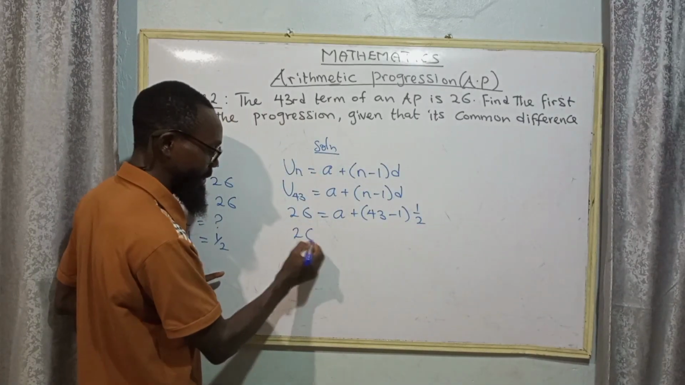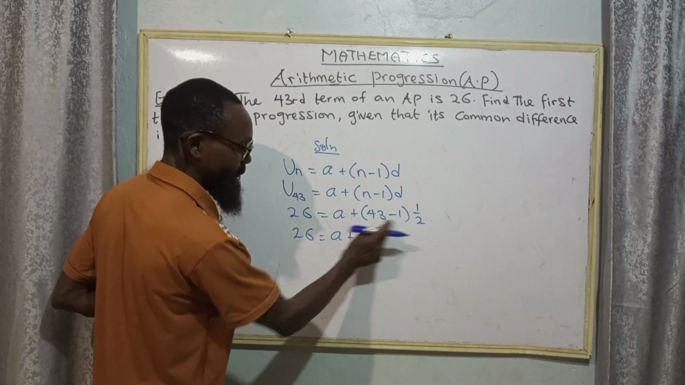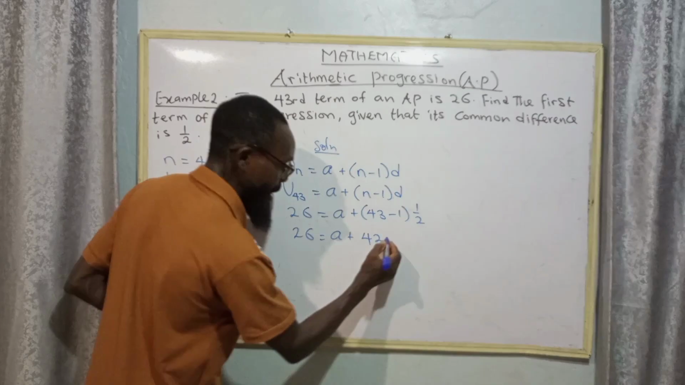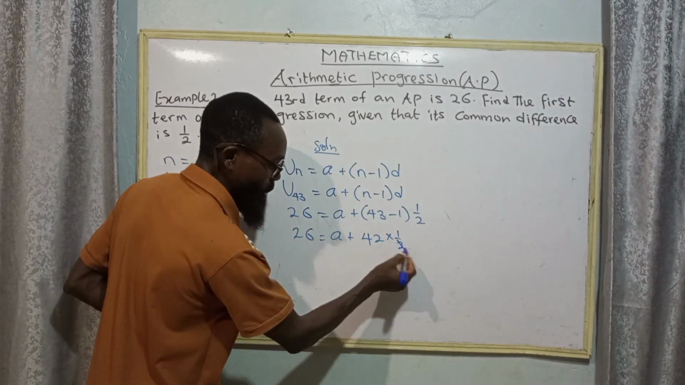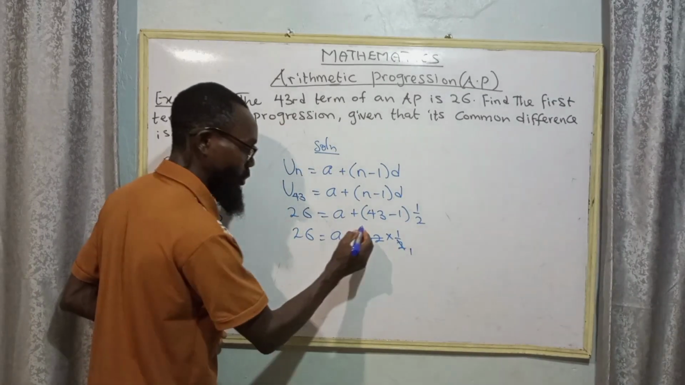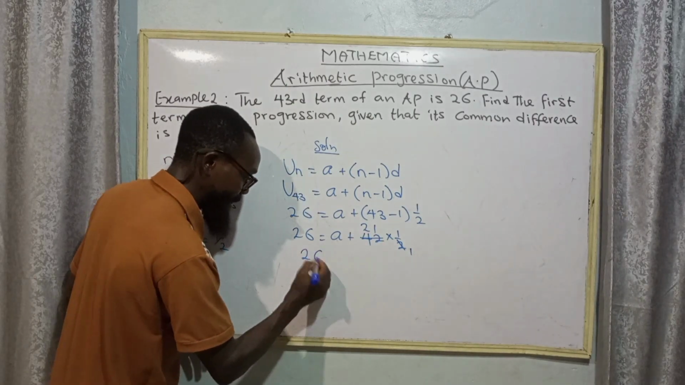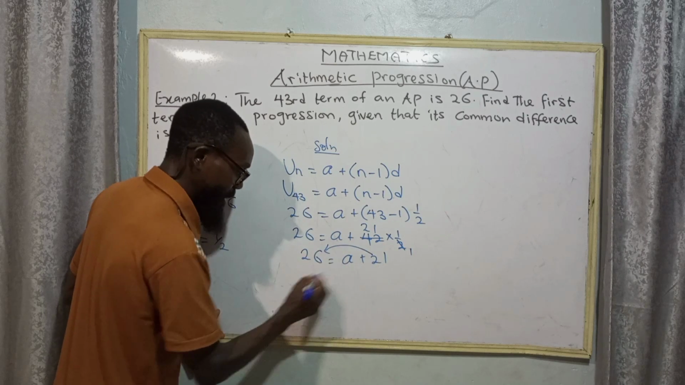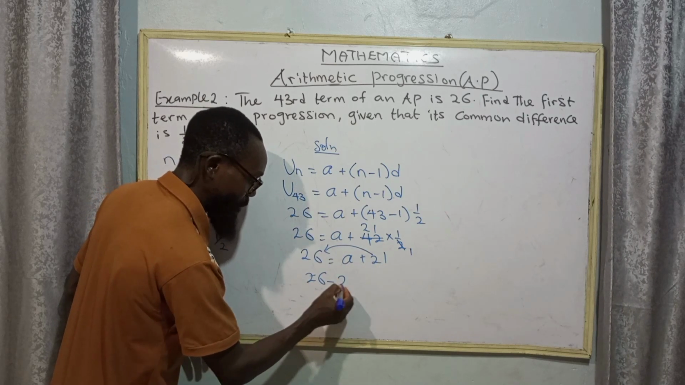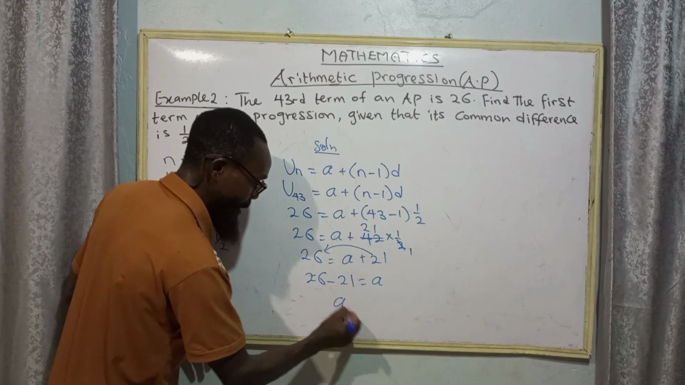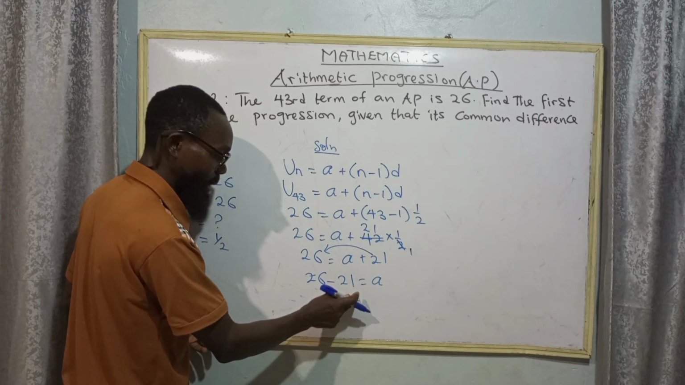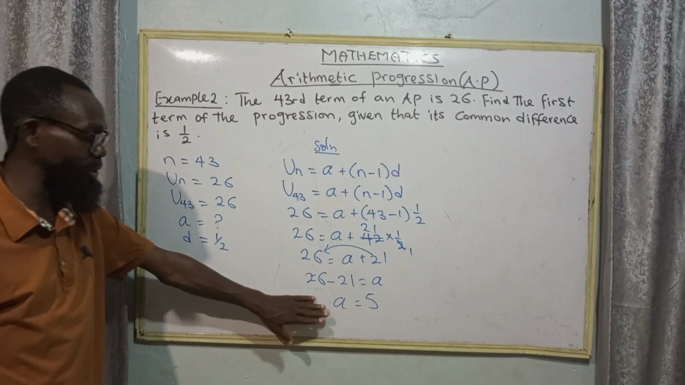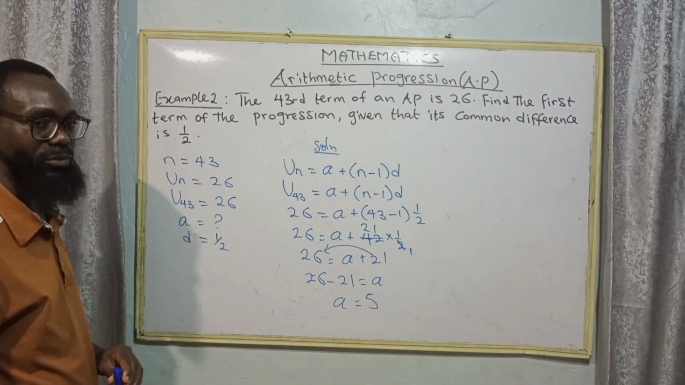My common difference remains 1 over 2. So I have 26 equals a plus 43 minus 1, which is 42. Don't forget the middle of the bracket means times, multiply by 1 over 2. 2 goes into 2 once, 2 goes into 42, I have 21. So 26 equals a plus 21. So 26 minus 21 equals a. So my a equals 5. The value of the first term here equals 5.